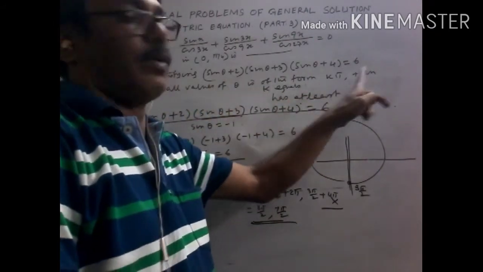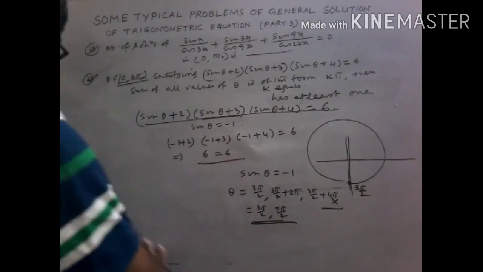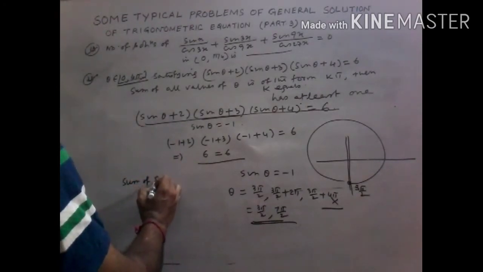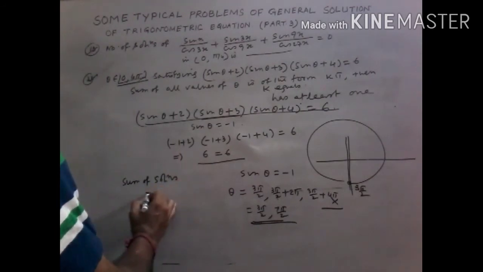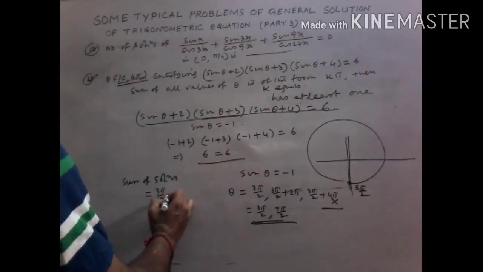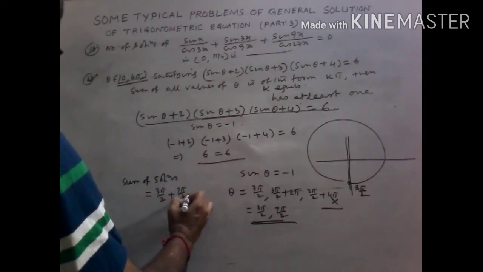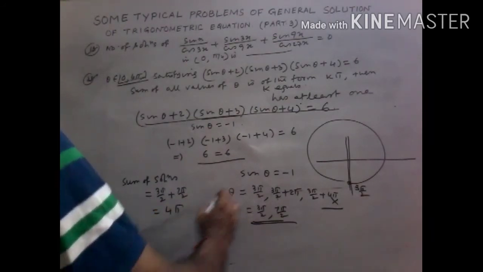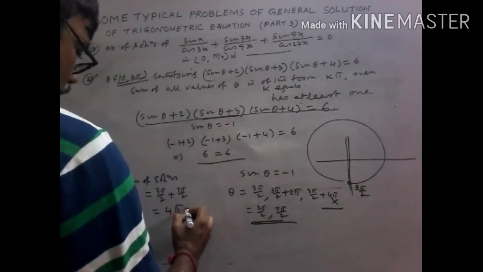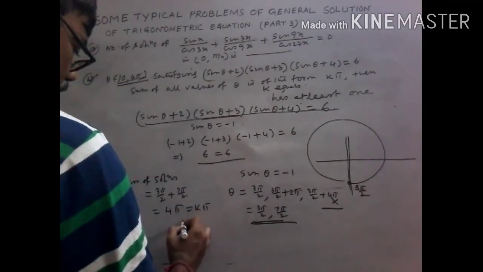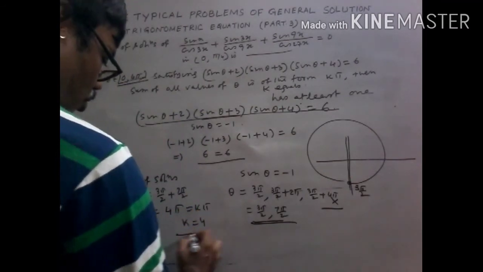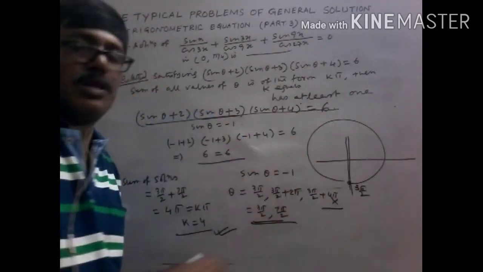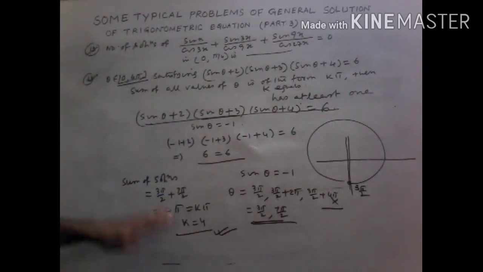The sum of all values of theta is of the form k pi. So what is the sum of the solutions? It equals 3 pi by 2 plus 7 pi by 2, so 8 pi by 2 equals 4 pi. So it is of the form k pi. What is k? k equals 4. This is an integer type problem.